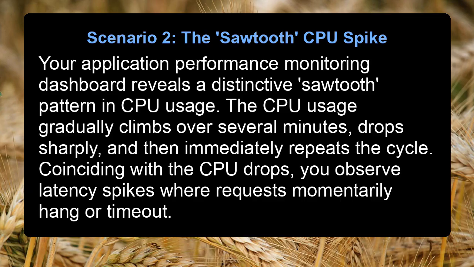Scenario 2. The sawtooth CPU spike. Your application performance monitoring dashboard reveals a distinctive sawtooth pattern in CPU usage. The CPU usage gradually climbs over several minutes, drops sharply, and then immediately repeats the cycle. Coinciding with the CPU drops, you observe latency spikes where requests momentarily hang or time out.